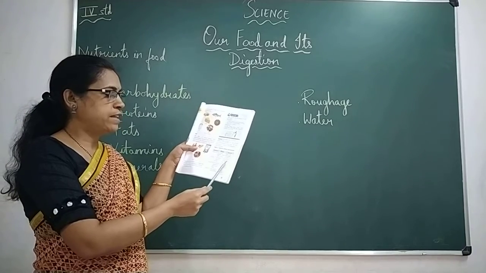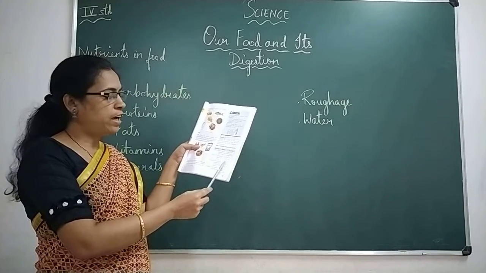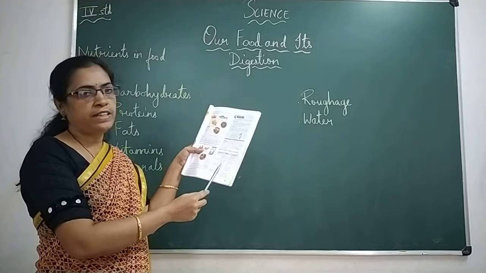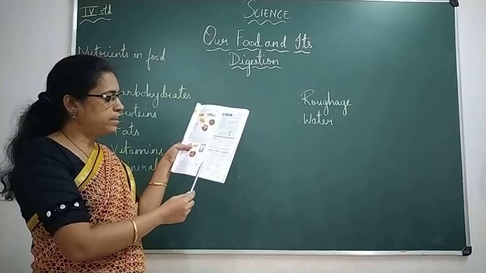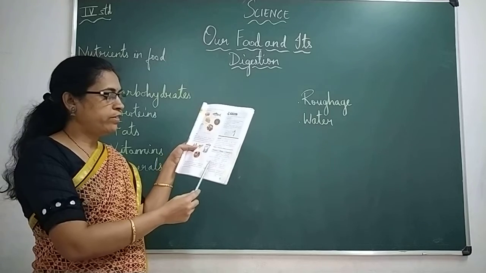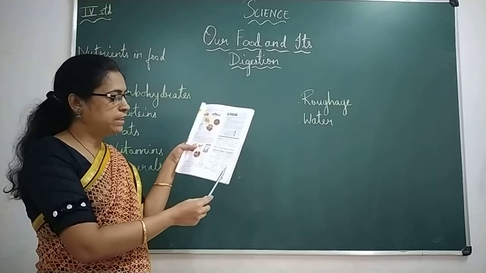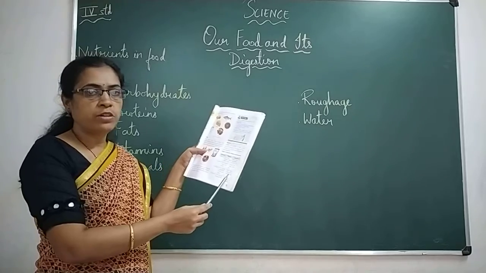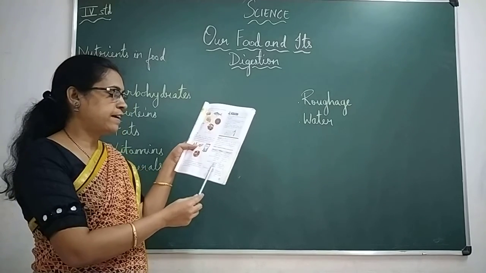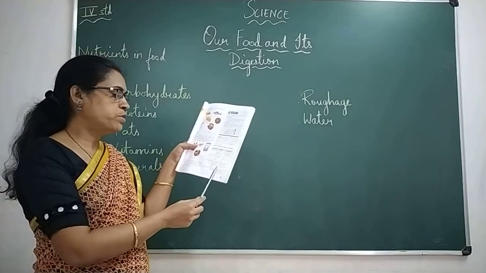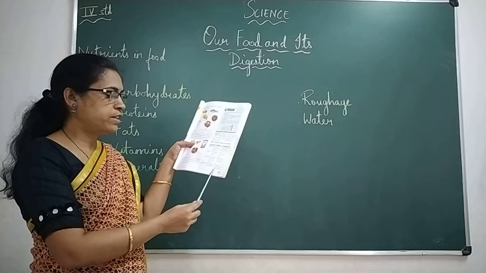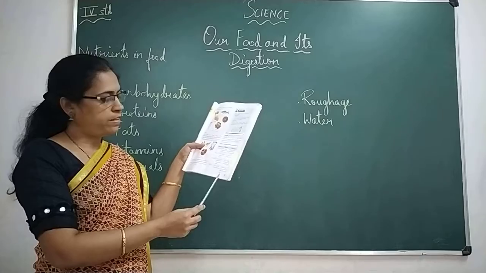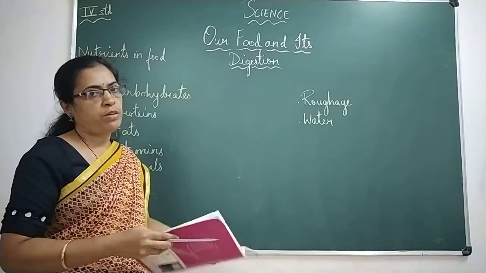And then vitamin C: lemon, orange and amla, etc., for healthy teeth and gums. Vitamin C is helpful for healthy teeth and gums. And vitamin D: we get vitamin D from milk, eggs, and also exposure to sunlight, etc., for normal growth of bones and teeth. And then vitamin E: tomatoes, meat, gram, butter, etc., for normal reproduction.